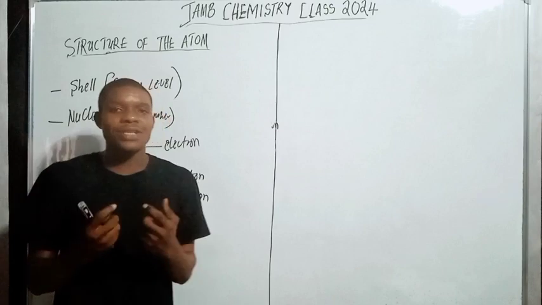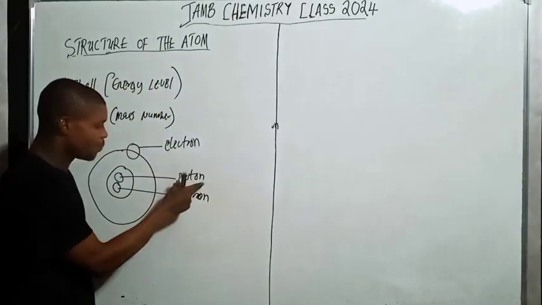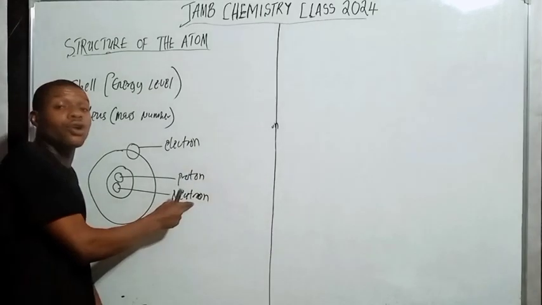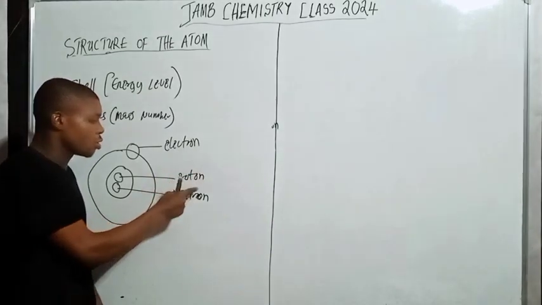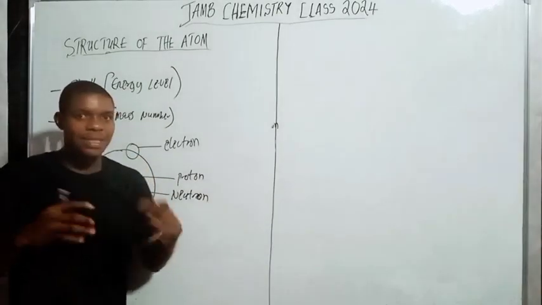If they ask you what the three fundamental particles of the atom are, you can say the electron, the proton, and the neutron. Do you understand? The proton, the neutron, and the electron. So those are the three fundamental particles.